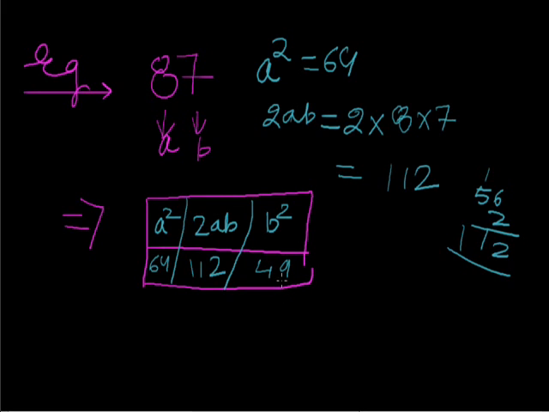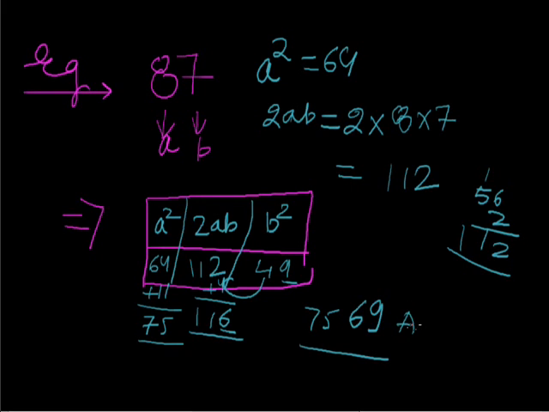Once again, as I told you earlier, take the unit digit right over here, add this 4, we get 116. Once again, take the unit digit, put it over here, add the remaining 11 in the next digit, gives you 75. So 7569 is your answer. So the square of 87 when calculated gives you 7569.